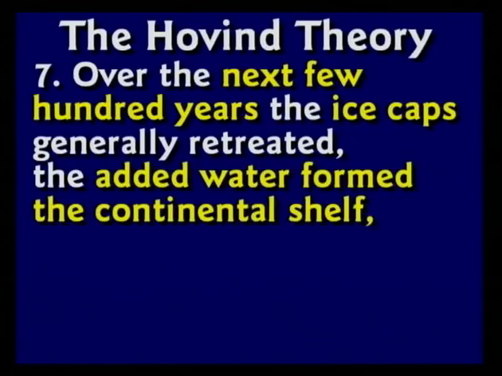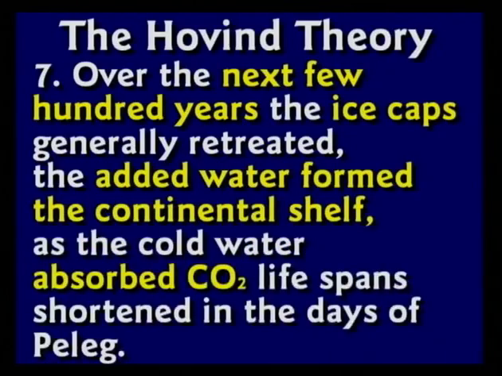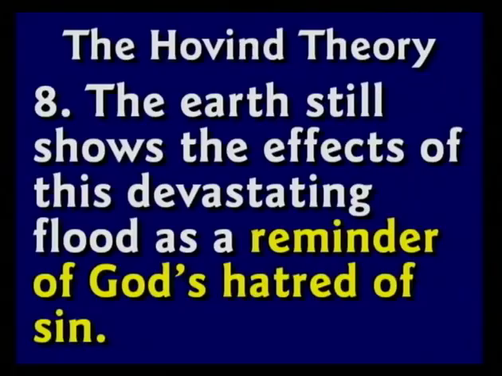This would add water to the ocean, making the oceans colder, deeper, and wider, which is why we have a continental shelf, which we'll get into in a minute. Cold water absorbed carbon dioxide, and lifespans were shortened in the days of Peleg because of the lack of greenhouse gases, which allowed more radiation in, and numerous factors probably entered in here. Lastly, the earth still shows the effects of this devastating flood as a reminder of God's hatred for sin.